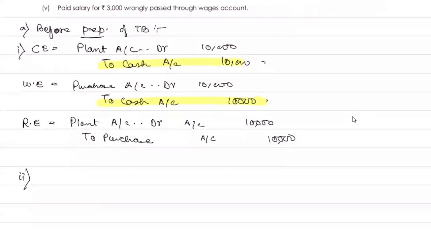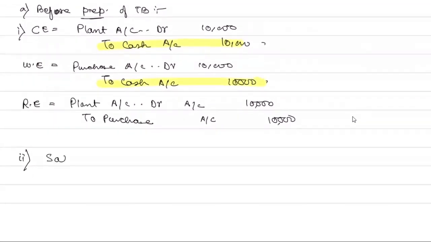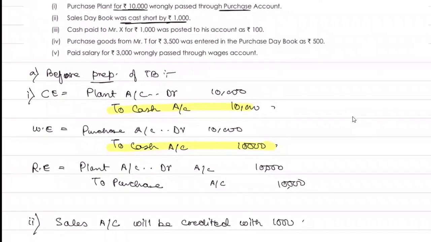So what we can do is simply say sales account will be credited with 1,000. Yes, you all agree or not? कम है तो ज्यादा कर देंगे ना. Cast short means sales day book का कौन सा balance होता है? Credit balance. Correct. और short यानी कम है मतलब कौन से side कम है? Credit side ही कम है, तो credit कर देंगे तो हो जाएगा ना. Okay.